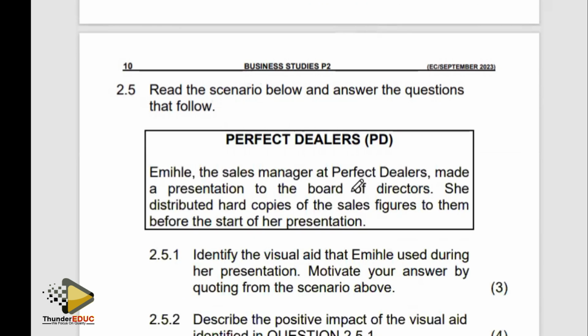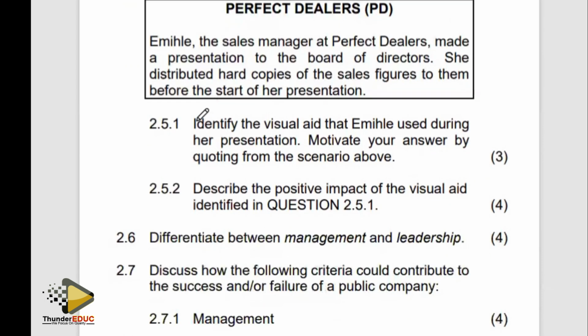Okay, right. So now let's check our 2.5. Read the scenario below and answer the questions that follow. So now Perfect Dealers. Emihle, the sales manager at Perfect Dealers, made a presentation to the board of directors. She distributed hard copies of the sales figures to them before the start of her presentation.